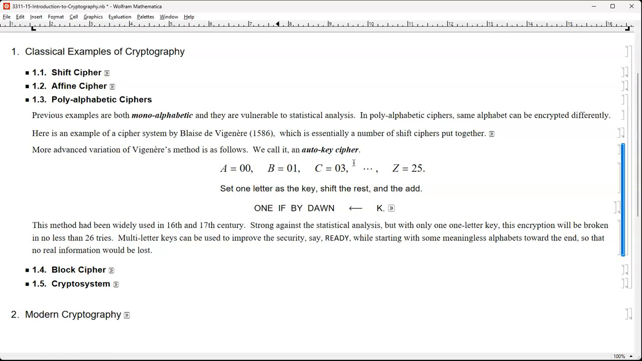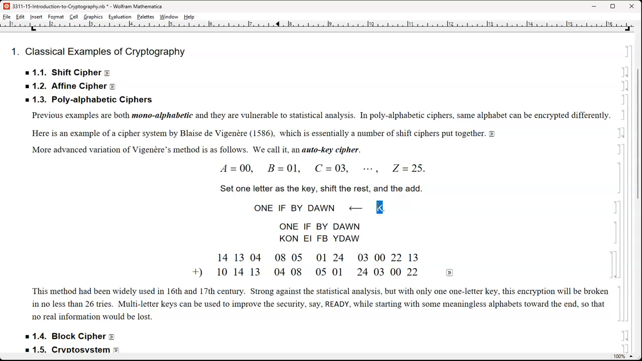Anyway, consider one key, one letter key. Let's say K for key, and then use that key as the very first letter and then shift the others like this. So K is key, and then the original message is "one if by dawn." And what does it mean? Is it part of a poem, or I don't know? Or why does this textbook author find this particular phrase? I'm not so sure. But let's suppose that K is the auto key.